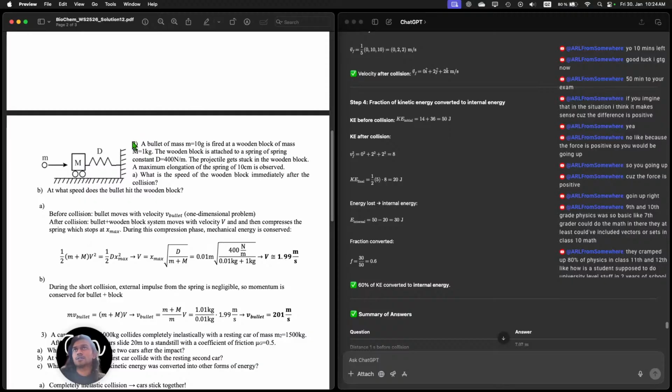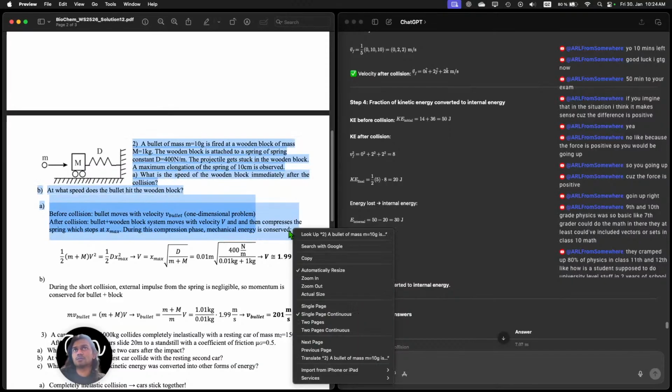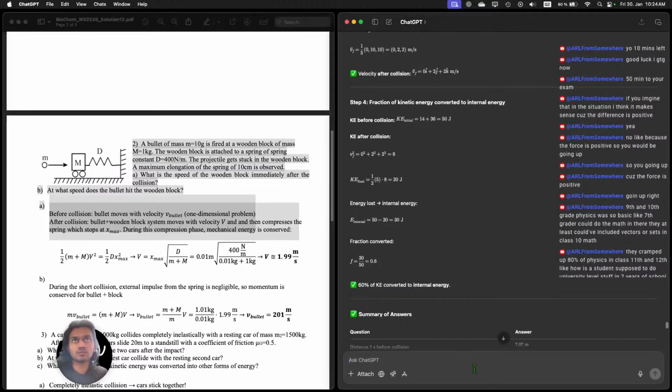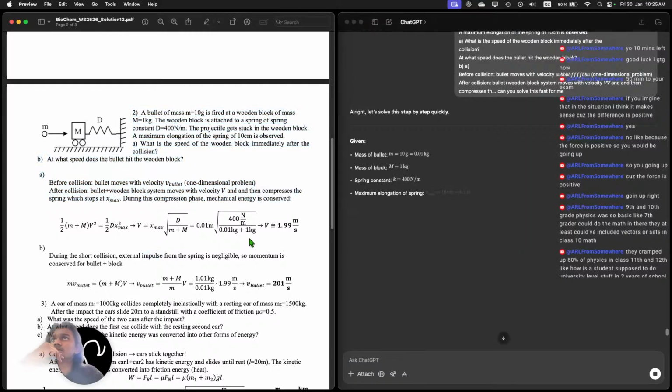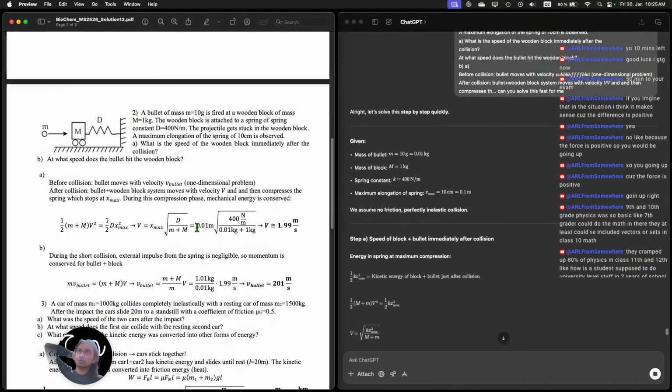A bullet of mass. So this one was related to. Before collision, bullet moves with velocity v. Bullet, one-dimensional problem after collision. So half mv squared is equal to half d. Okay, that was the one I did not know. Half dx max. X max is the distance traveled by the wooden block, and d was the spring constant.